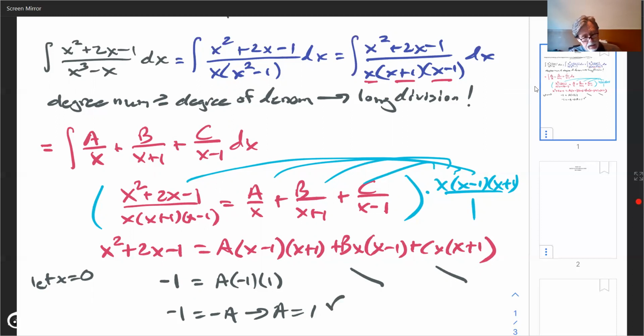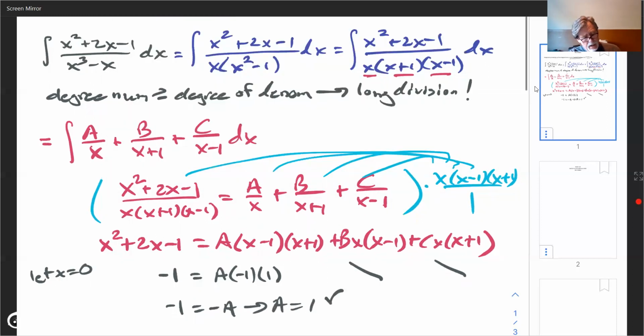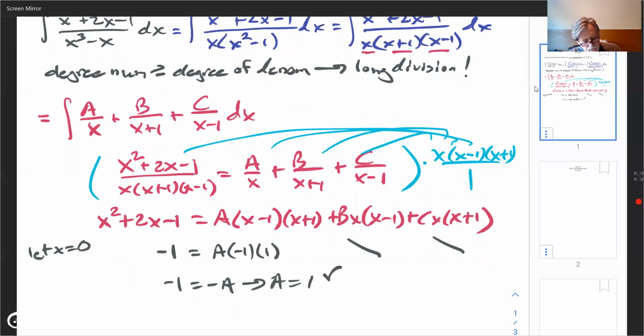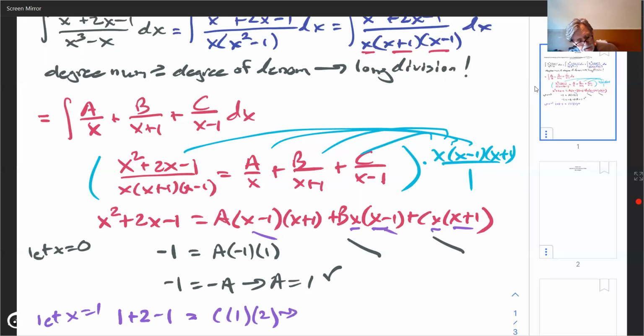Keep going, right? I better switch colors, so I'll switch to purple, I guess. Now, what you do is you inspect your factors. What I did is I picked on x and I made them 0, but now we're going to pick on x minus 1. So how about we let x equal 1? If x is equal to 1, on the left-hand side, we have 1 squared plus 2 times 1 minus 1. And on the right-hand side, we've got 0, 0, and who survives is just c. So we have c times 1 plus 1 is 2. So we're seeing that 2 is equal to 2c, and so we find also that c is equal to 1.